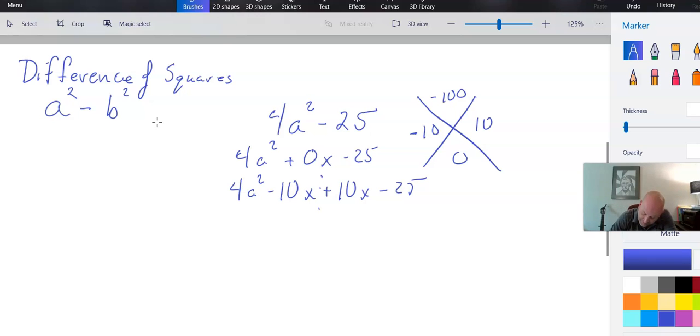Let's see here. Common factor. I switched from A to X somewhere. Let's try that one more time. Okay, there we go. Now we got all the right variables.